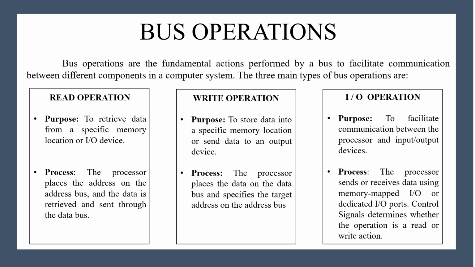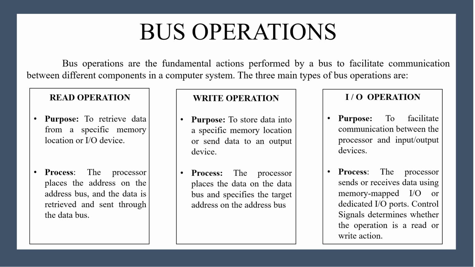The next operation is the write operation. This happens when the CPU stores data in memory or sends it to an output device. The data is placed on the data bus and the CPU tells the system where to store it.